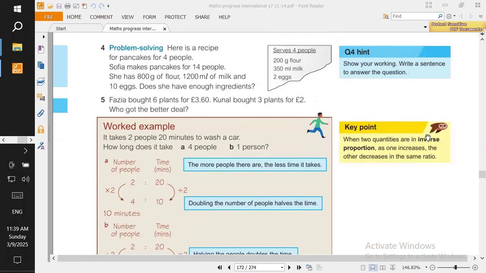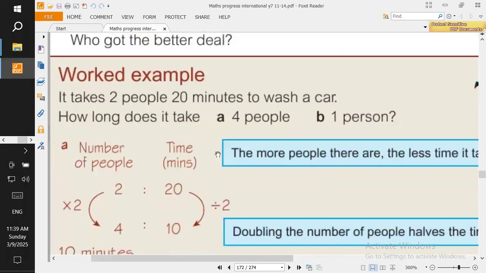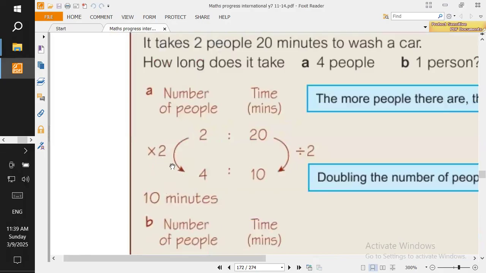Here we're going to talk about inverse proportion. With inverse proportion, it's the opposite. It means we look at what happens to the first side. How did the 2 become 4? By multiplying by 2. Good. Now, because we multiplied by 2 here, it means we're going to do the opposite here. We're going to divide by 2. This is the method of answering inverse proportion.